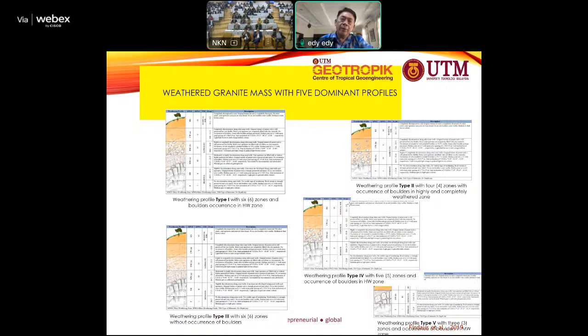So meaning that here we want to show that even in granites, we could anticipate different types of weathering profile that are not so typical, and we have to prepare for if this kind of situation happens, then what steps or measures could we take to avoid any potential risks in this area. Okay, next slide, please.